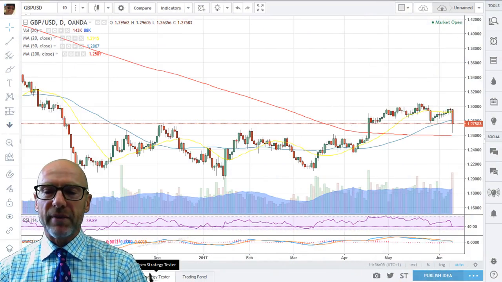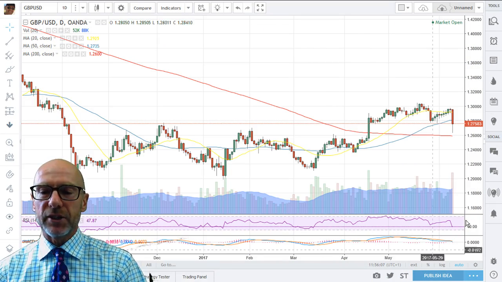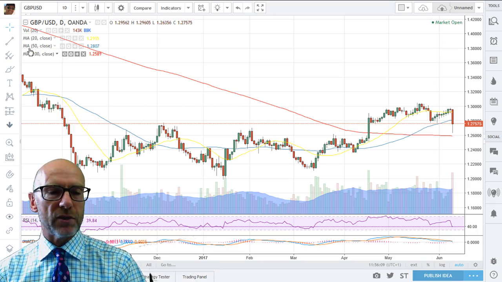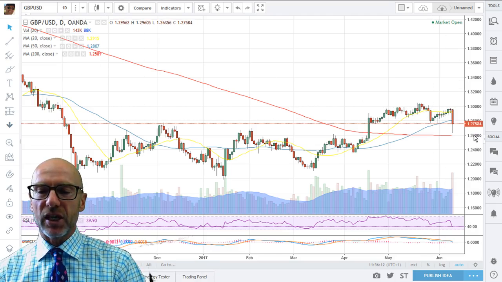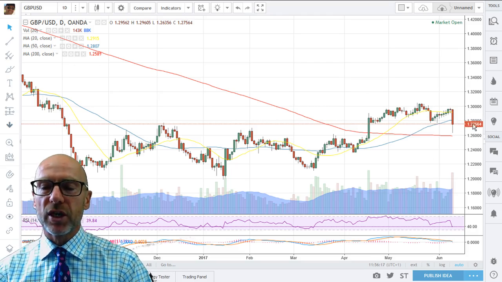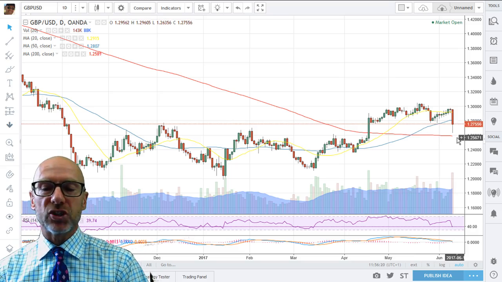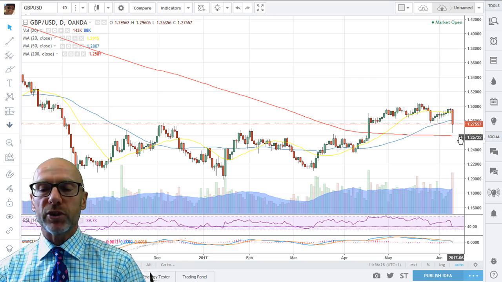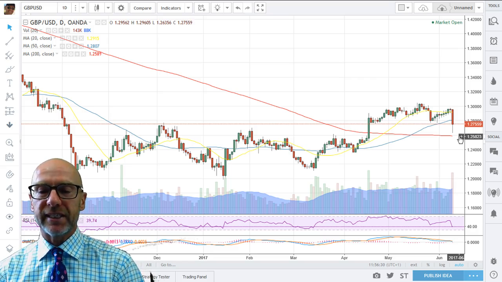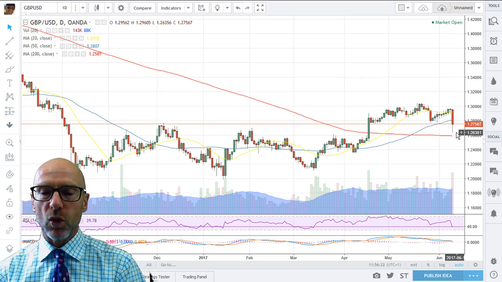So here we have the daily. You can see that we've fallen below the 20-day and the 50-day moving average, but the red line, the 200-day, should give support at 125.89. It is moving down, so the amount of support it gives will be reduced because of that, but it is still a level that traders will be watching.